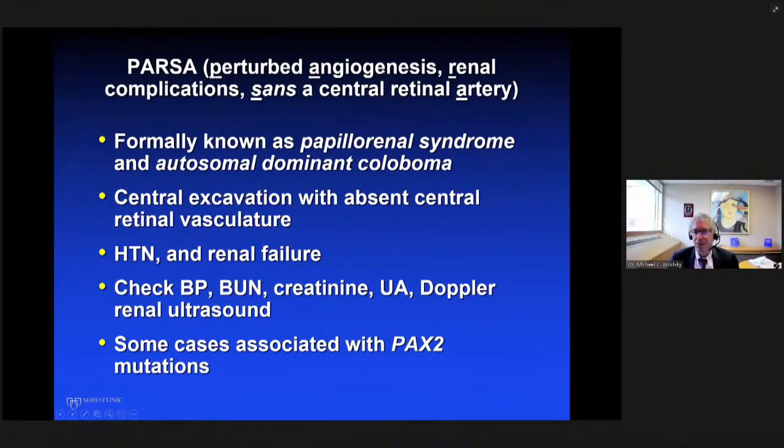And I just sort of made this up: perturbed angiogenesis, renal complications, SANS, meaning missing the central retinal artery. And what you see is it's autosomal dominant, no central retinal vasculature, sort of a vacant area in the middle. And you have to look for kidney problems. These kids get into kidney failure and they have hypertension. So you check their blood pressure, BUN, creatinine, Doppler renal ultrasound. And some are associated with PAX2 mutation. So this is one of the optic disc anomalies that's known to be associated with a specific mutation.